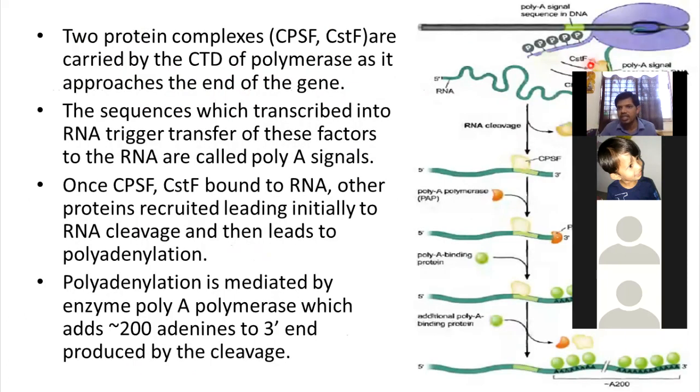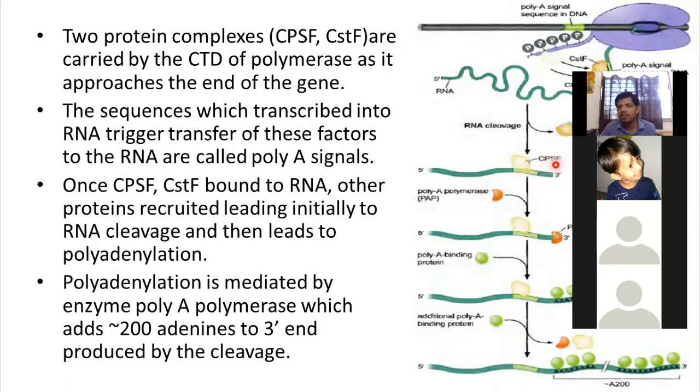But over this RNA, CSTF and CPSF will bind with this particular poly A signal sequence in the RNA. Then this CSTF, cleavage stimulating factor, will cleave this RNA from the RNA polymerase, and then we will get the free mRNA. But the cleavage and polyadenylation specificity factor is still present, attached to these poly A signal sequences of the mRNA.